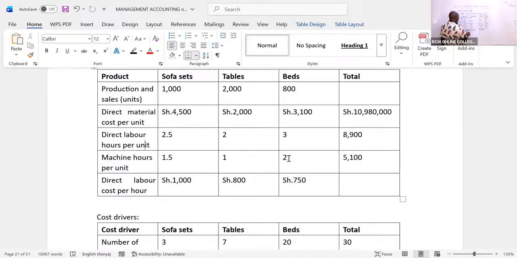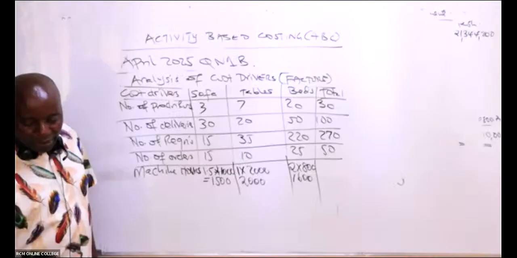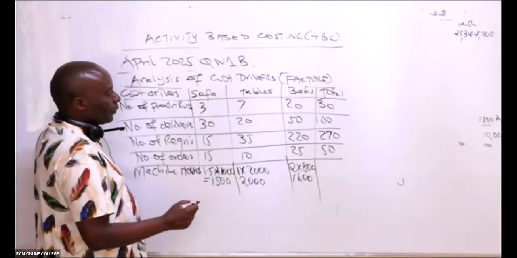The first one will be 1,500. The second one will be 2,000. The third one will be 1,600, which then will give us a total of what here, somebody? A total of 5,100.